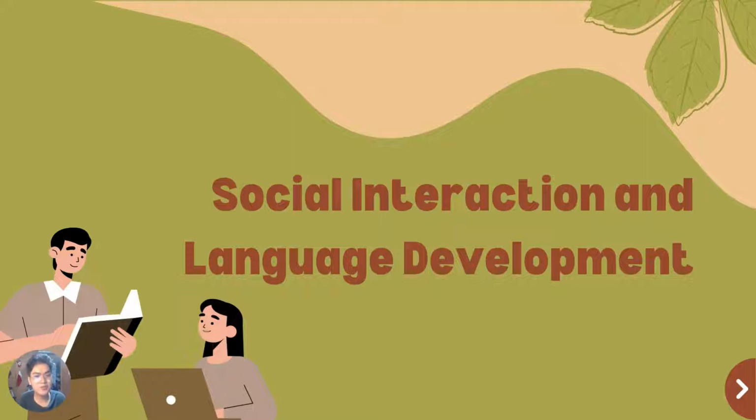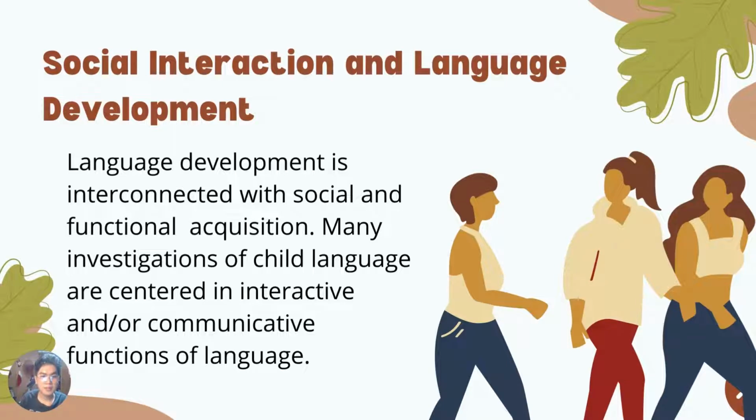Now let's move on to social interaction and language development. Language development is interconnected with social and functional acquisition, not just cognition and memory. Many investigations of child language are centered on the interactive and communicative functions of language. So it is observed in the interaction of a child's acquisition and the learning of how social systems operate in human behavior. So take note: human behavior.